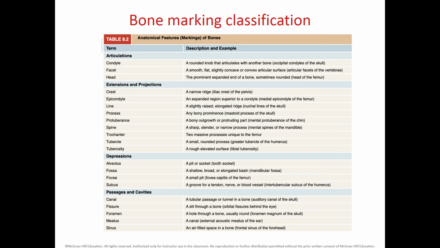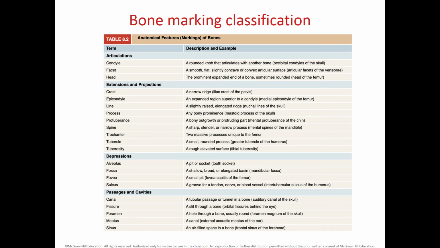We can also have these passages or cavities like canals. Canals are tubular passages or tunnels in the bones. We have the example of the auditory canal, which is the external portion of our ear that helps us bring the waves of vibration that create the sound. We can also have slits like fissures, and these slits or fissures also allow the passage of blood vessels and nerves. For example, we have the supraorbital or infraorbital fissures in our eyes, in our orbits.